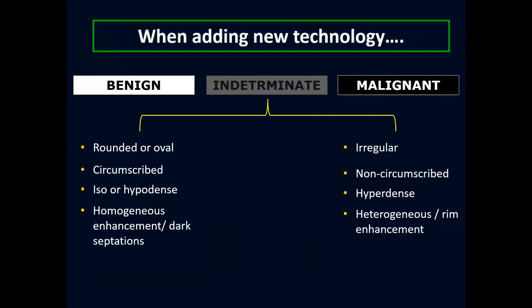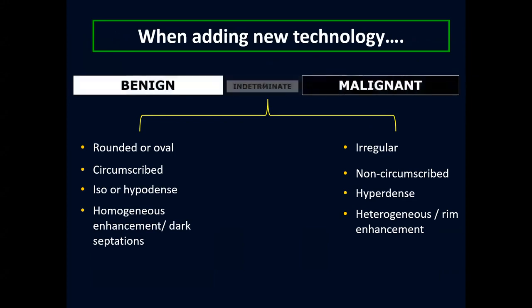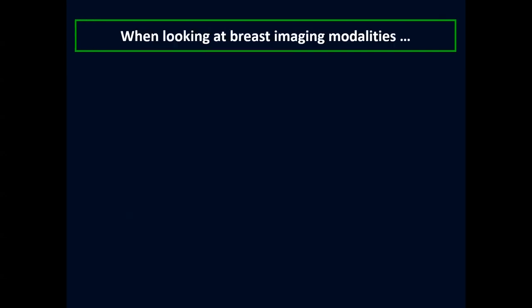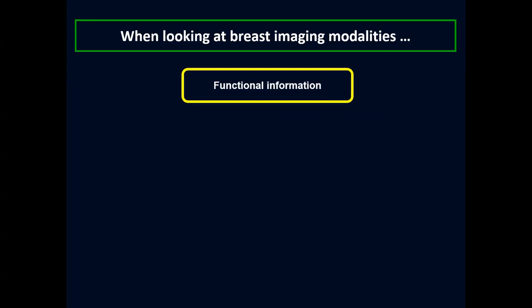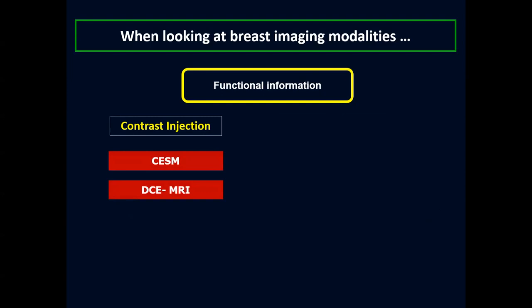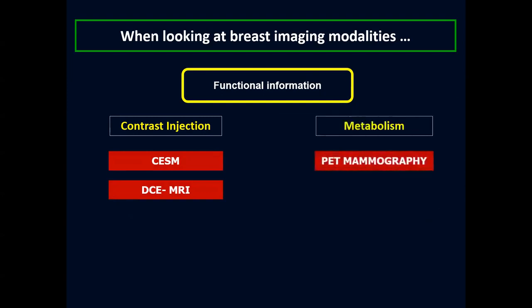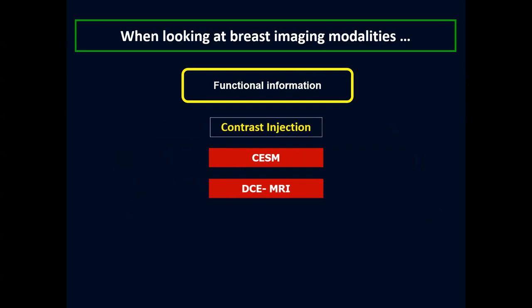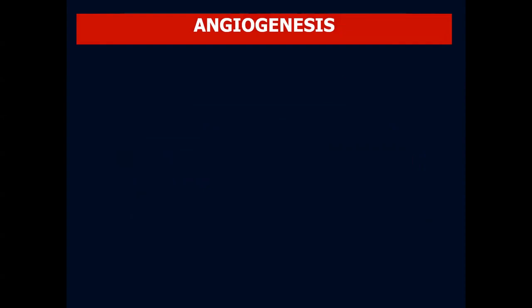And when adding new technology to breast imaging, we are mainly aiming to increase the white and the black zone at the expense of decreasing the gray zone. And when looking at these breast imaging modalities, some of them attempt to decrease this gray zone by providing functional information, either through the injection of contrast media, like contrast mammography and MRI, or through providing information about the metabolic activities of the cells, like PET mammography. We'll start by discussing the modalities which provide functional information through the injection of contrast media.